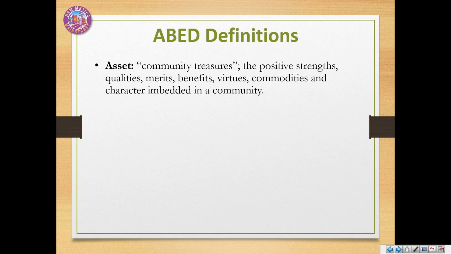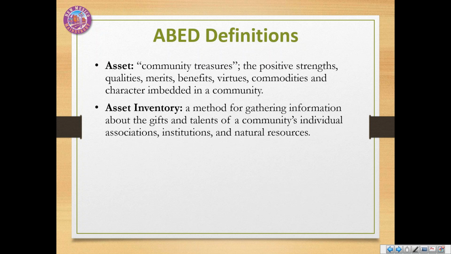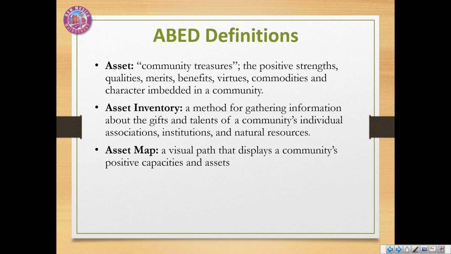And here's a few definitions for you if this is unfamiliar terminology to you. Asset refers to your community's treasures, which are the positive strengths, qualities, merits, benefits, virtues, commodities, and character embedded in every community. An asset inventory is a method for gathering information about the gifts and talents of the community's individual associations, which could be other nonprofit organizations and partner organizations, institutions such as government and education, and then your natural existing resources in the community.